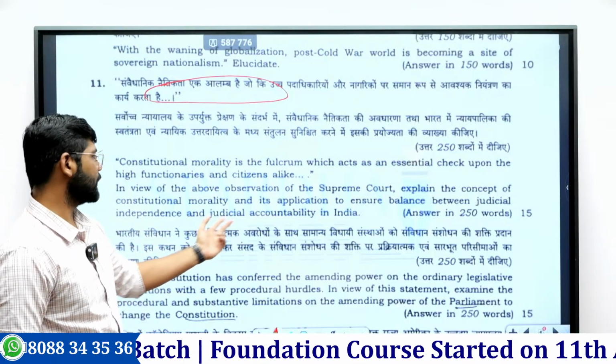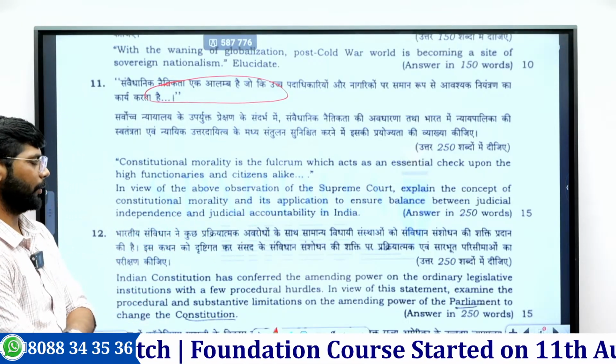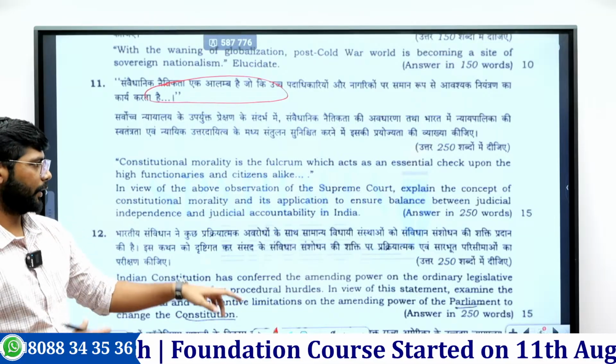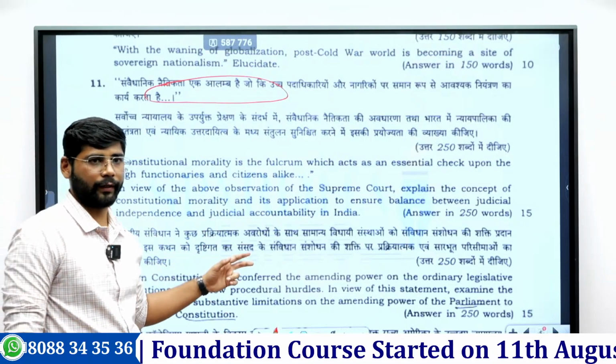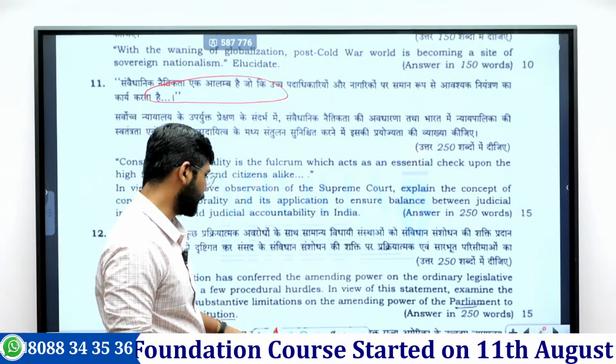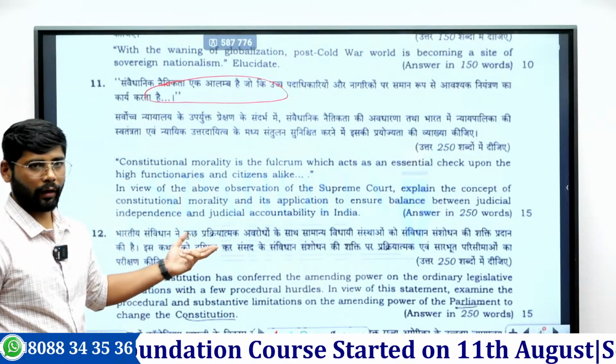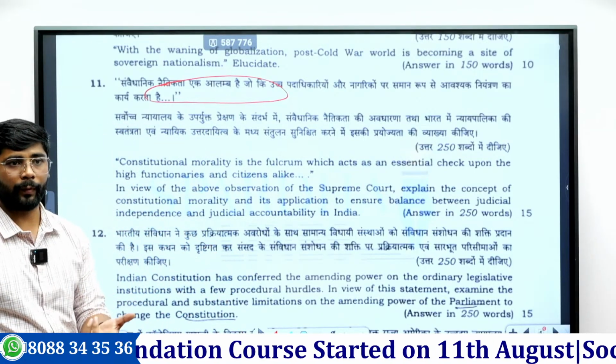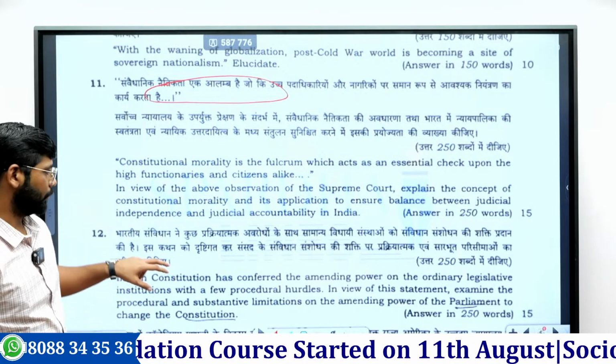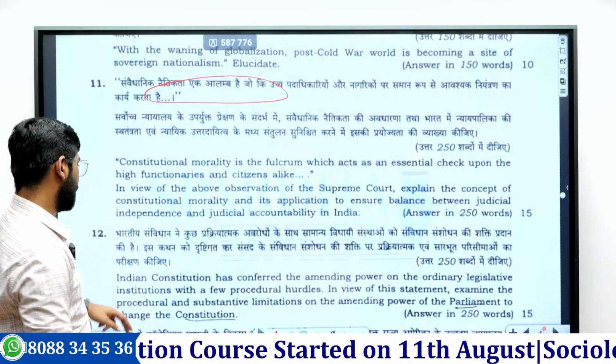Now, ensure balancing judicial independence and judicial accountability. How they will do that, we'll see later on, because it will take a lot of time. We started discussing all the questions. I will just tell you where the questions are coming from, how we can tackle them, and how we can prepare in a better way for dynamic questions. Now the next.